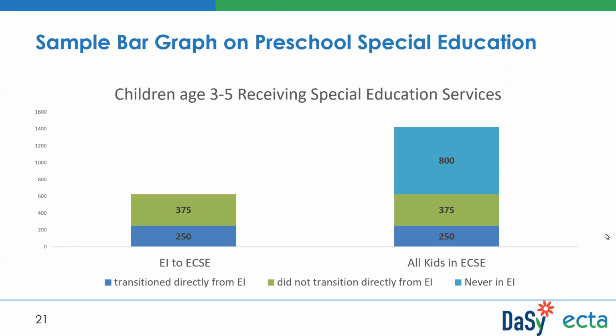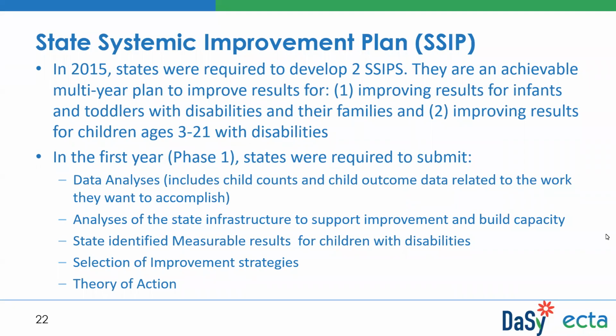Okay. All right. So another piece of information we'd like to share with you, and some of this may look familiar, and you've certainly heard both Jackie and Ginger mention this. In 2015, states were required to develop what we refer to as the SSIP. So you may have heard that term. It's the State Systemic Improvement Plan. And the states were asked to develop a multi-year plan to improve results on two levels: improving results for infants and toddlers with disabilities and their families, the child outcomes, and improving results for children ages 3 to 21 with disabilities. So states were focused on improving child outcomes, family outcomes, or both.